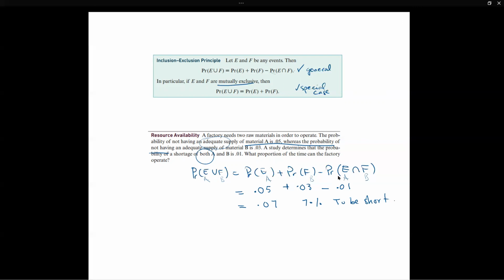What portion of the time can the factory operate? So we're interested in the operation of the factory and its reliability, right? And if the downtime is 7%, then the uptime should be the complement. So 100% minus 7% is 93% to operate. All right. So that's the goal to find. Thank you. We'll continue in the next one.